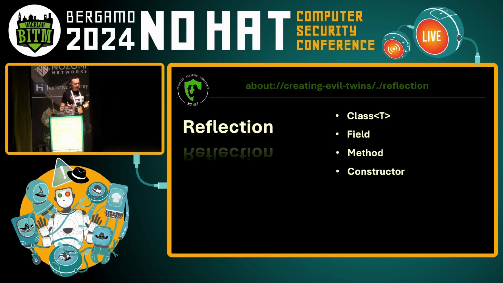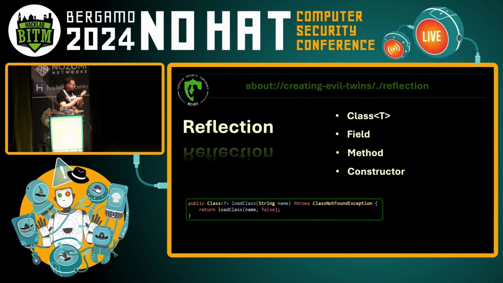And what can we do with that? We can use reflection. For those who are not aware of what reflection is, it is a powerful Java feature which is used in order to inspect objects dynamically, among other things. It belongs to the java.lang.reflect package, and some main components of it are the class, field, method, constructor, and so on.